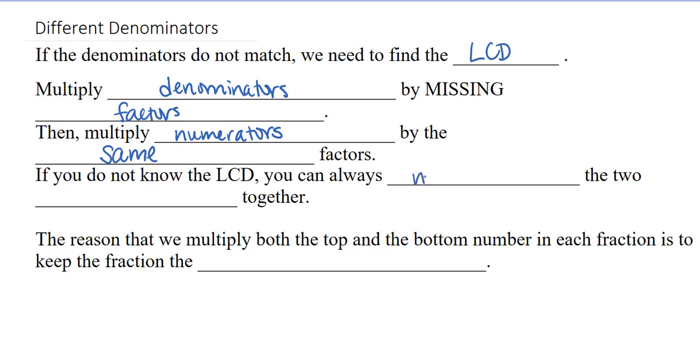always multiply the two denominators together. And the reason that we multiply the top and the bottom number in each fraction is to keep the fraction the same value.